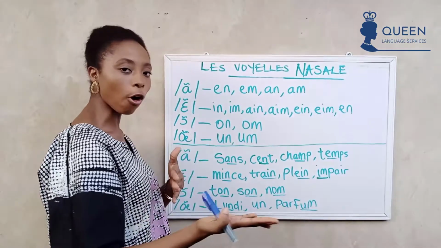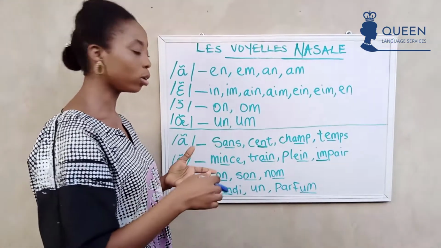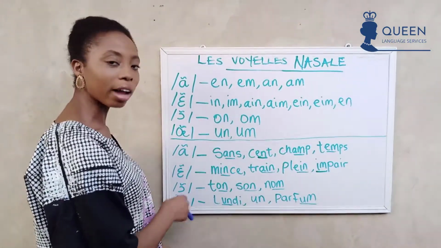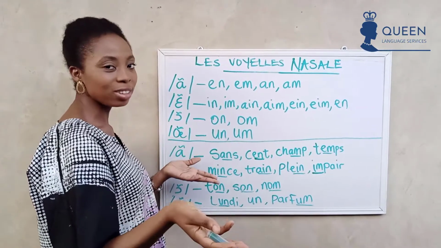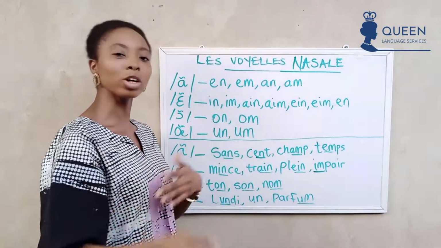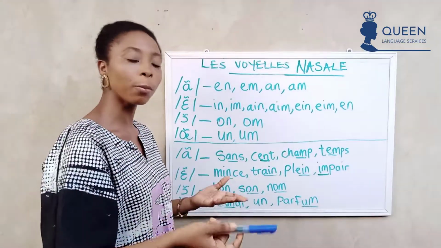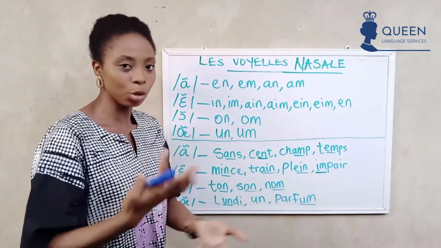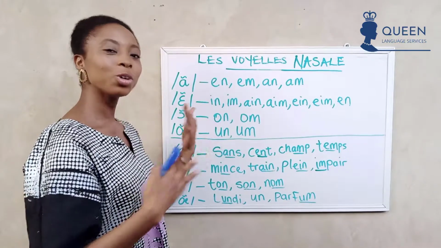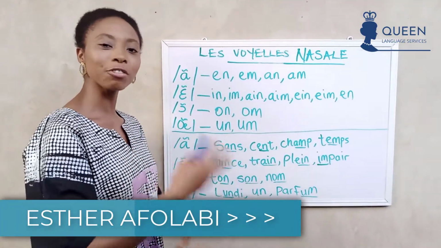Basically there are four. We have four major French nasal vowels. So can we see it's not difficult? When we pay attention to this sound, it will help us when we are pronouncing our French words, and it will also help us in our speaking skills. So I hope you've learned how we can make use of our nasal French vowels.